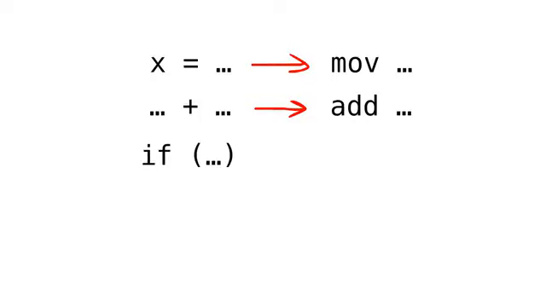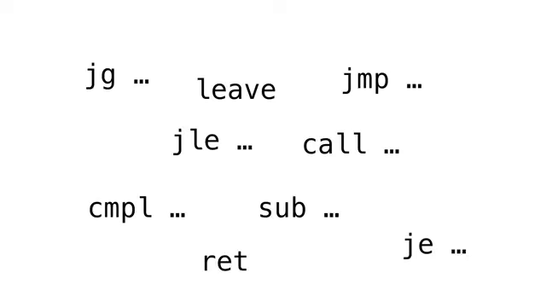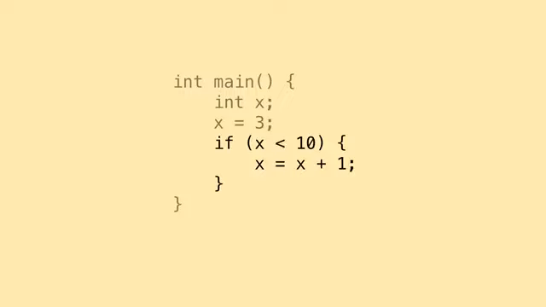Now, so far, we've seen how variable assignments and simple mathematical operations get translated. But it's not so simple for if statements, loops, and functions. There are no machine instructions that are direct equivalents. Instead, we need to emulate their behavior with instructions that do exist. Let's start with an if statement.